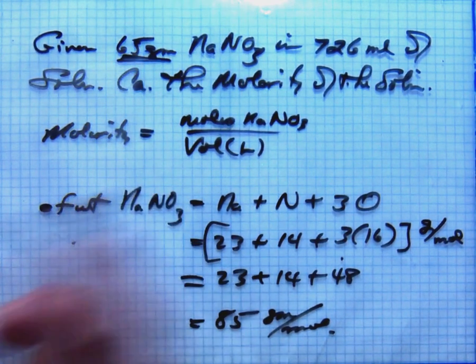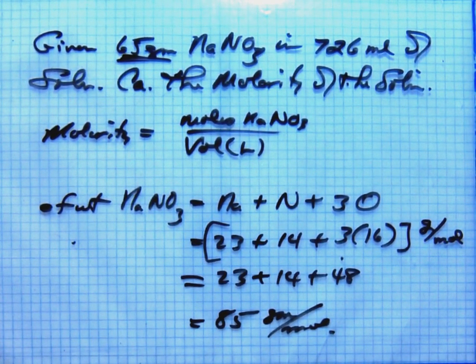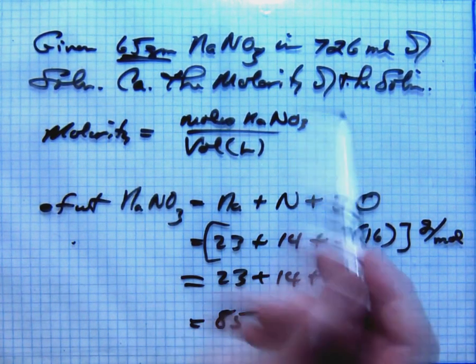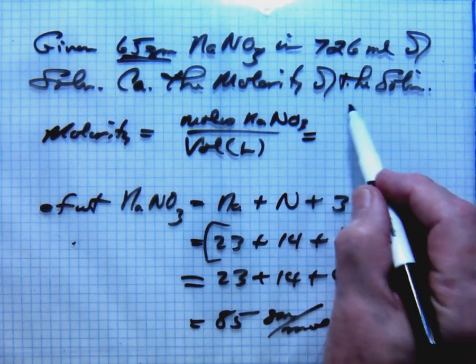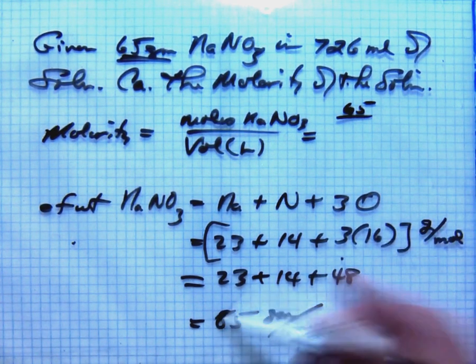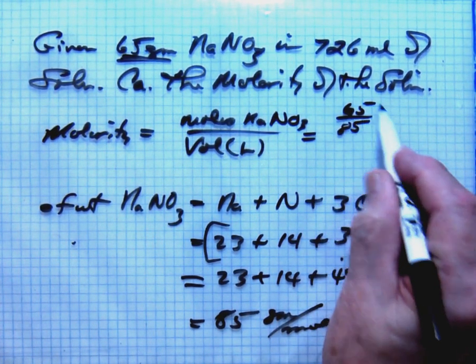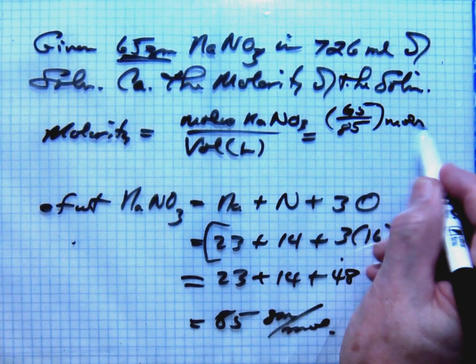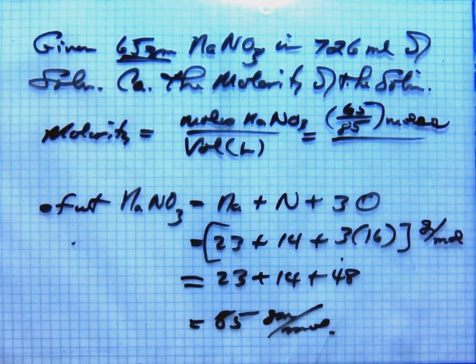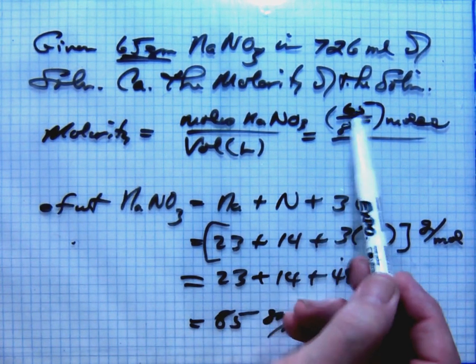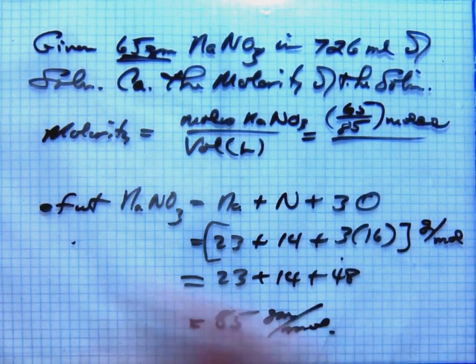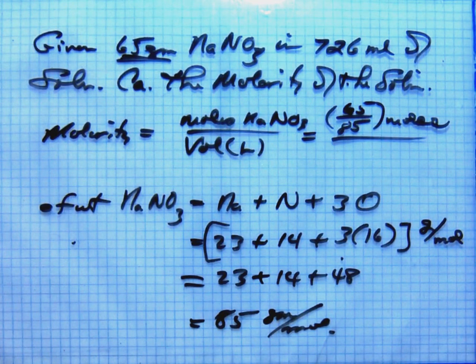But I only have 65 grams in that solution, and I have to express it in moles. So watch what I do here. Moles of sodium nitrate will be 65 over 85, in parentheses, moles of sodium nitrate. And you'll do that on a test. When you get there, you'll have to make conversions like that. That's mass given over the formula weight. And I just squeeze that in there over a big line.